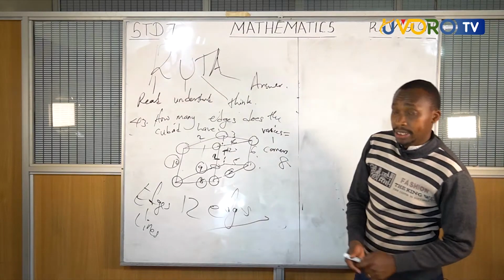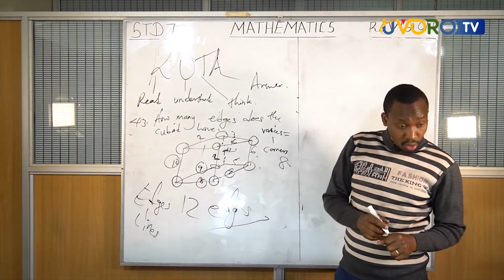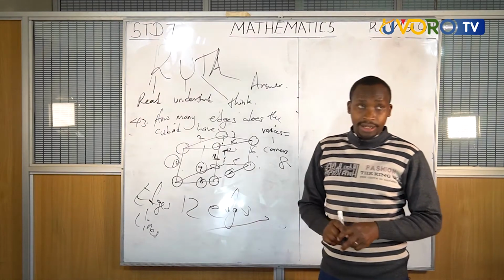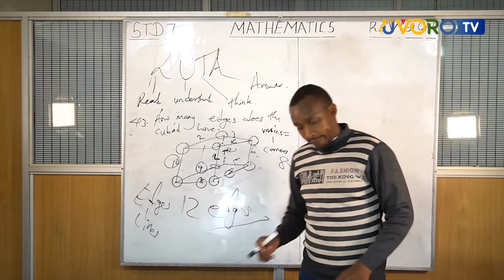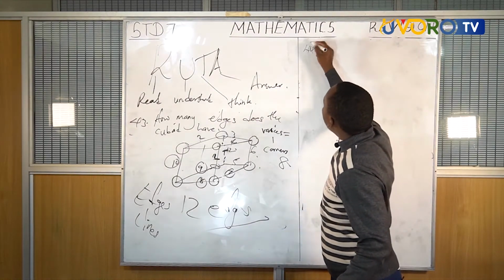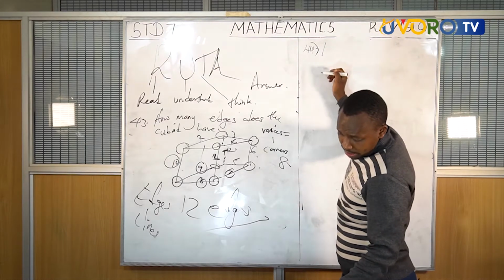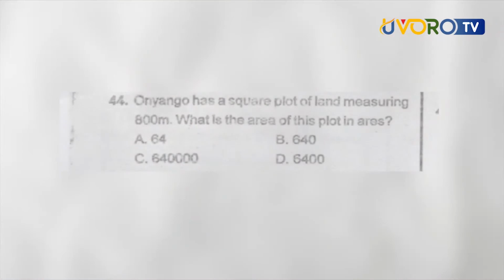If you have a box there at home, you can count those lines. Make sure that you count them. Check whether they are 12. We go to question number 44. You are told about somebody called Onyango.